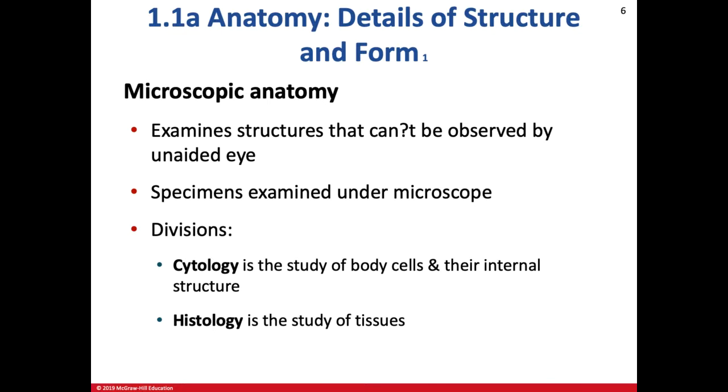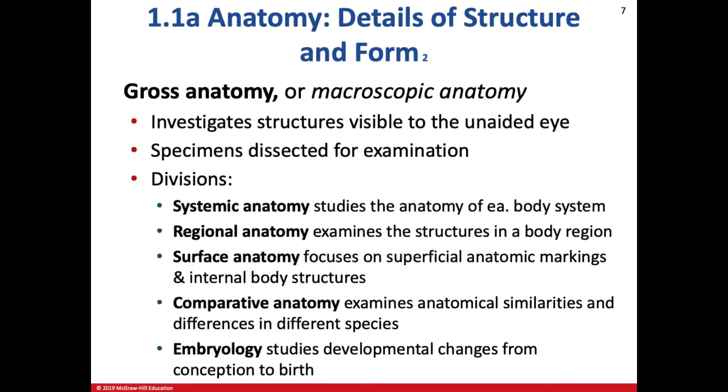So structures that can't be observed with the unaided eye, you can see with a microscope. Divisions of microscopic anatomy include cytology, which is a division of anatomy that deals with the structure of cells, which are the smallest units of living matter, and histology, which is the study of tissues, which are collections of cells with similar characteristics that work together to do something a single cell can't do on its own, okay?